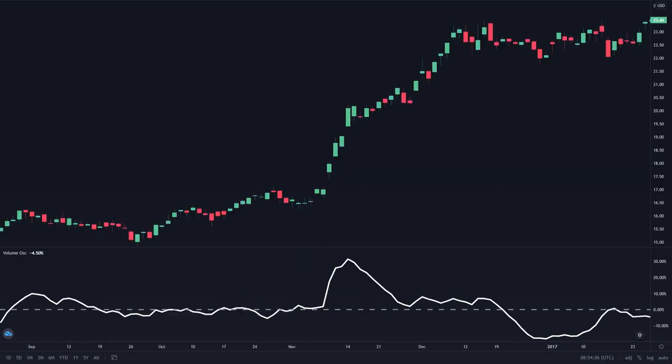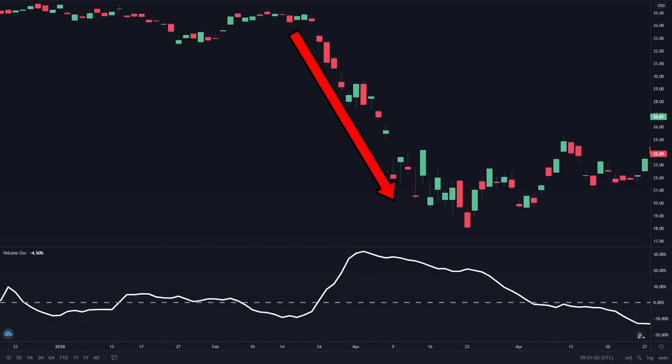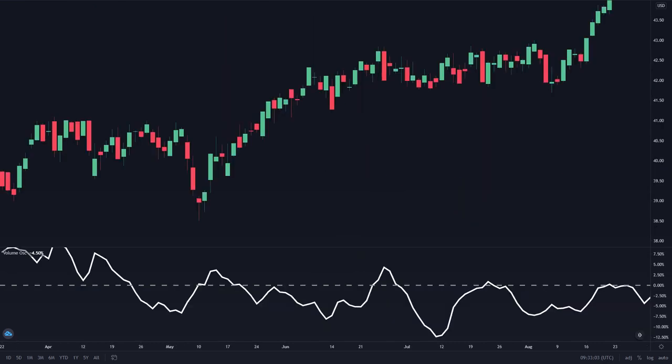If the price is heading upwards and the volume is also increasing, it means that it's a strong upward trend. And if the price is heading downwards and the volume is increasing, this means that it's a strong downtrend. Remember, volume is like a fuel. So if the price is already heading downwards, an increase in volume will result in a stronger downtrend. Volume can also tell you how strong a trend is.